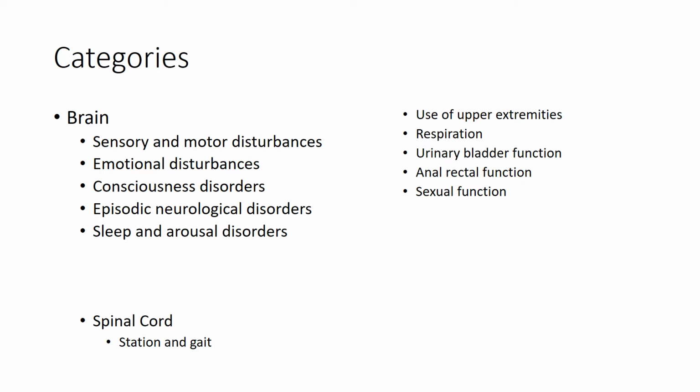and arousal disorders. If the spinal cord is affected, it may affect the station and gait, the way the person holds themselves and how they move. It may cause difficulty in the use of upper extremities, problems in respiration, urinary bladder function, anal rectal function, and sexual function.